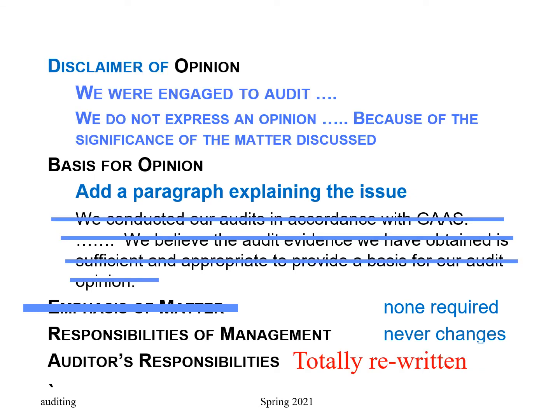If it's hugely material and significant, we might issue a disclaimer of opinion. There, the first paragraph would be changed to say we were engaged to audit. Second paragraph, we do not express an opinion because of the significance of the matter discussed in the basis for opinion paragraph. In the basis for opinion paragraph, we're going to add a paragraph or whatever is needed to explain the issue. We didn't conduct an audit in accordance with generally accepted auditing standards, so we'll scratch that out. There's no need for an emphasis of matter paragraph. Responsibilities of management never changes. The auditor's responsibilities section will be totally rewritten.